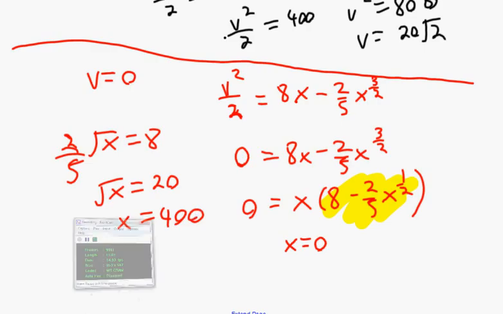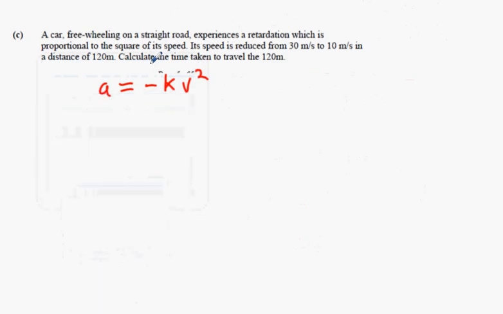Sorry about that. Tom, last part of differential equations. A car freewheeling on a straight road experiences a retardation which is proportional to the square of its speed, minus k v squared. Its speed is reduced from 30 to 10 meters per second in a distance of 120 meters. Calculate the time taken to travel this.